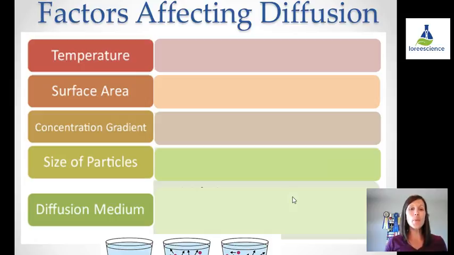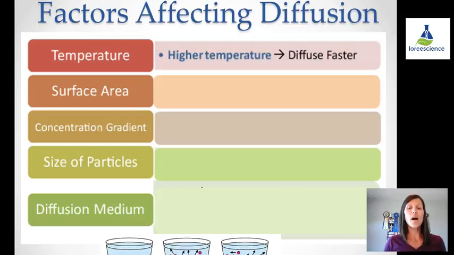Now, there are 5 basic factors that affect the rate of diffusion, temperature being the first one. The higher the temperature, the faster something is going to diffuse. This goes back to the particle theory of matter. The higher the temperature, the more energy all of those molecules have, therefore the faster they're moving, and therefore the faster they can spread out or move away from each other to those areas of lower concentration.